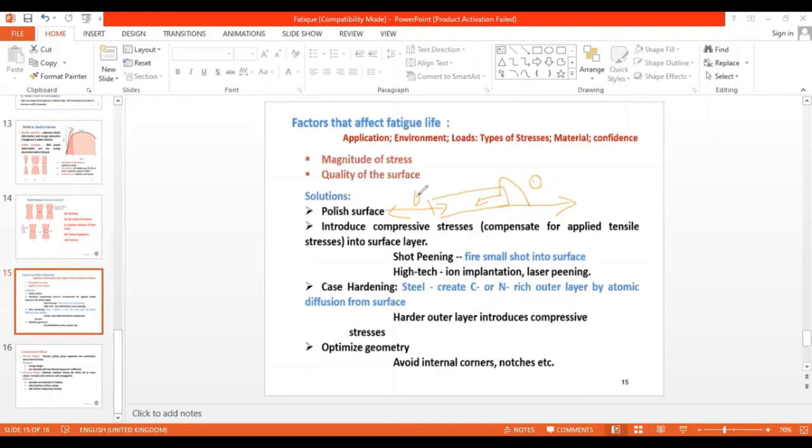Optimize geometry, avoid internal corners, notches, etc. So a simple geometry, something like this or something like this, is fine. Complex geometries having corners and notches are readily available for fracture, right? So don't go for them. Corners, in the sense, maybe if you have one part here and you joined another part here, then the chance of fatigue in this region would be high. That's why it's mentioned, avoid internal corners or notches. So these are a few factors that can affect fatigue life.